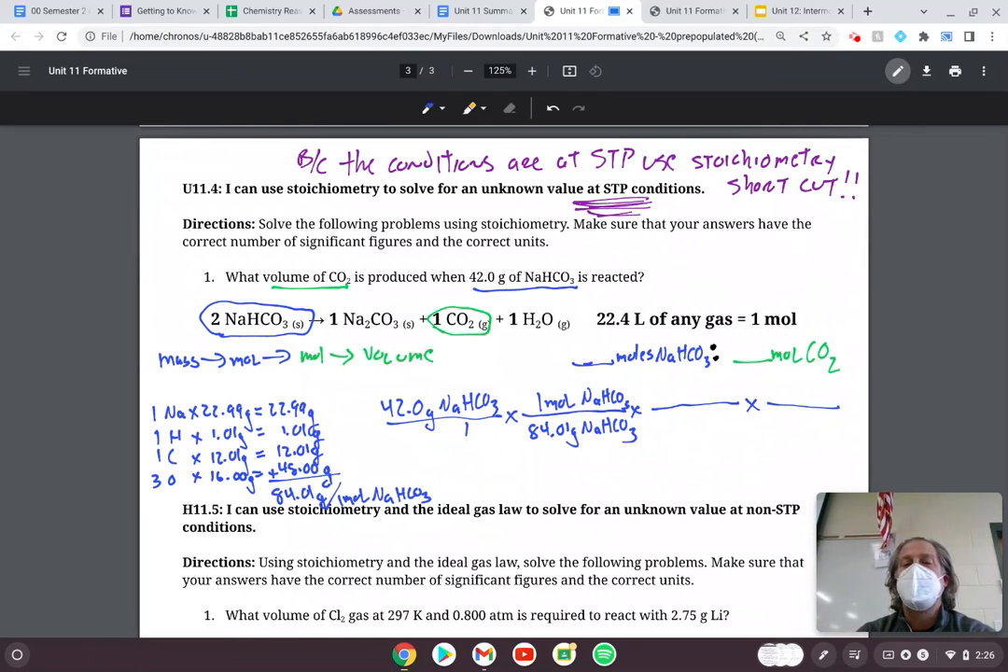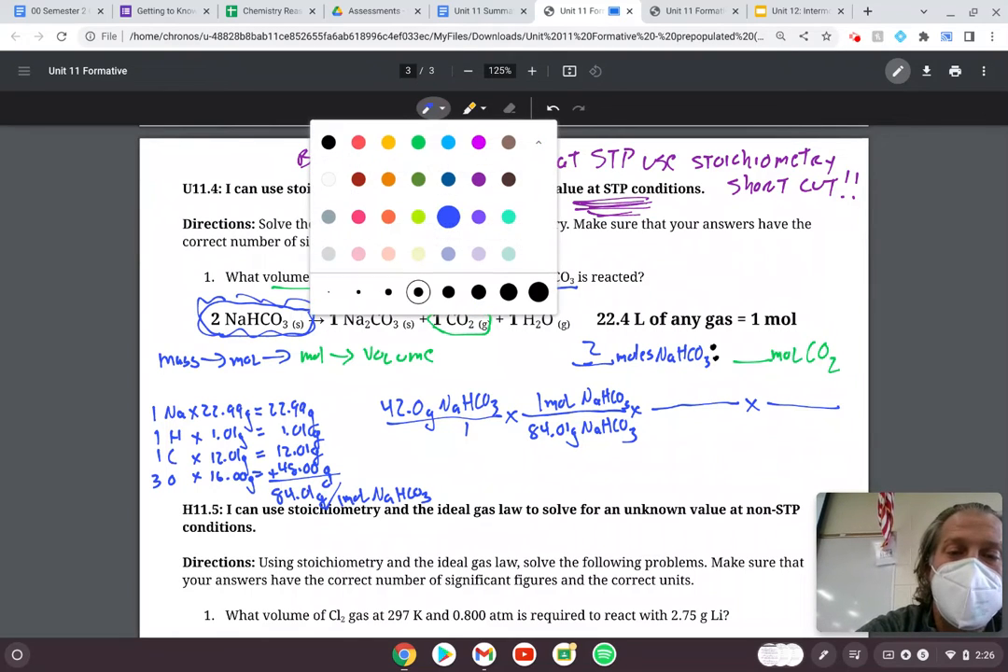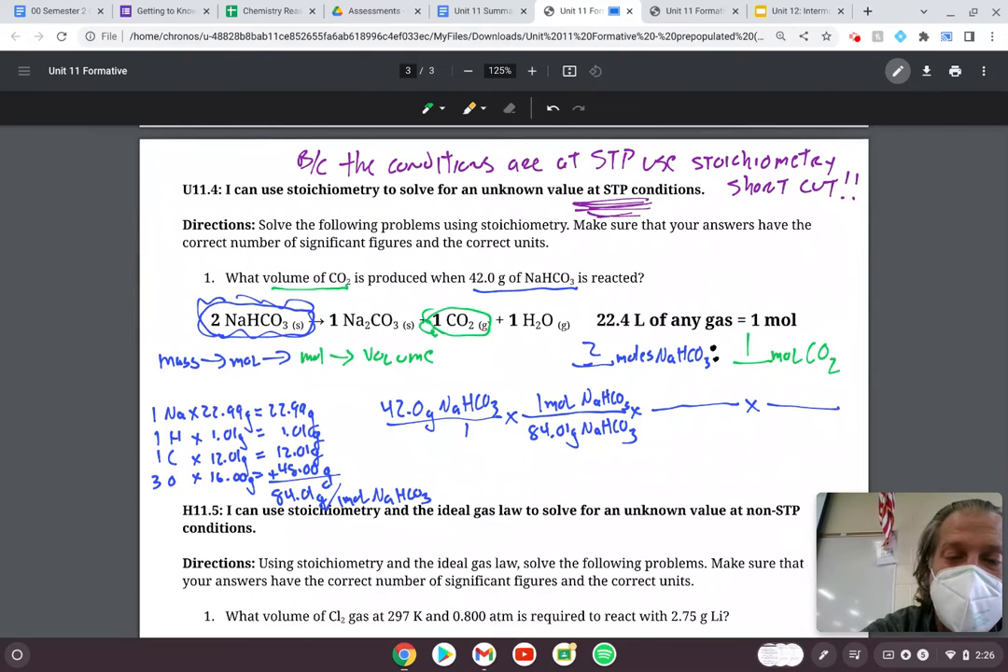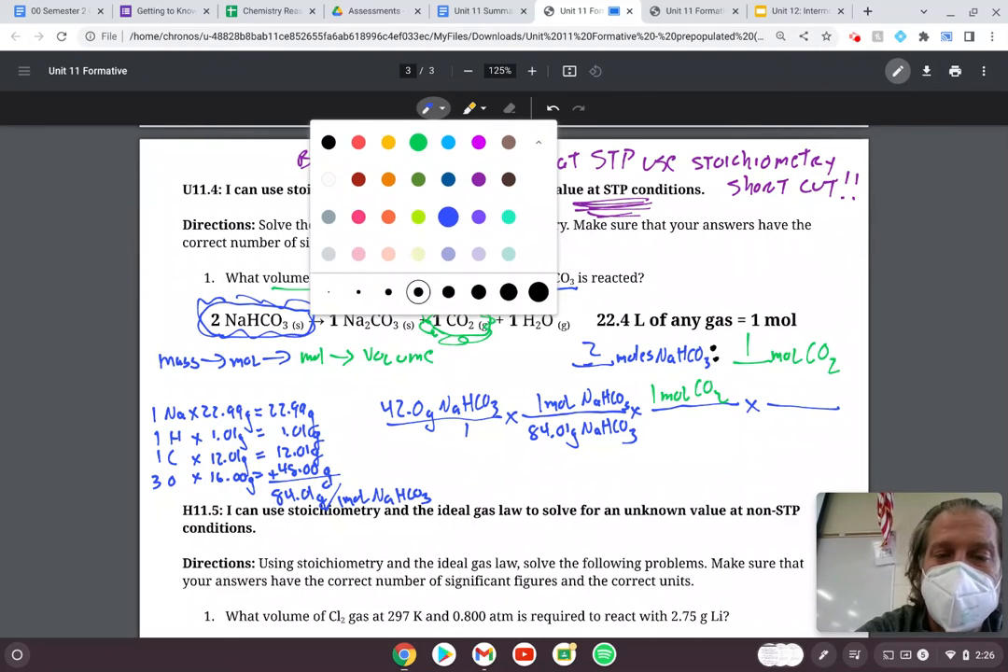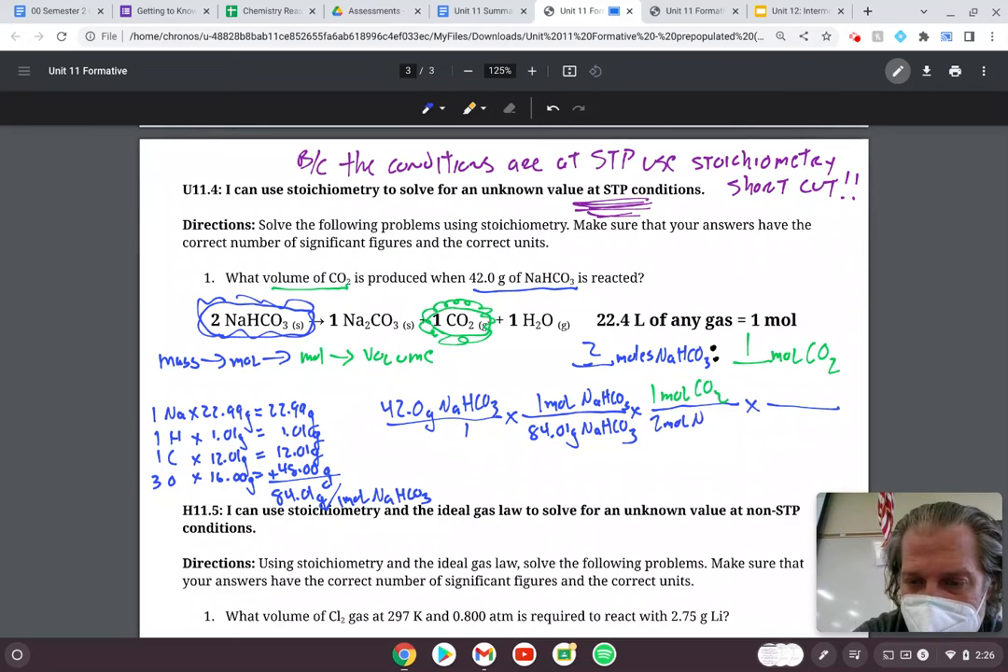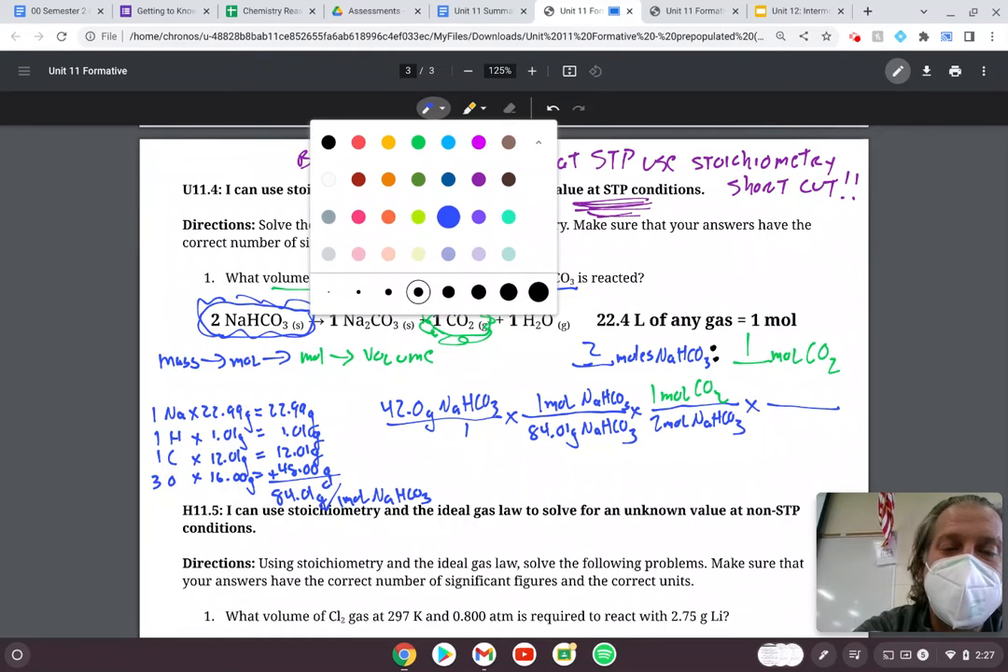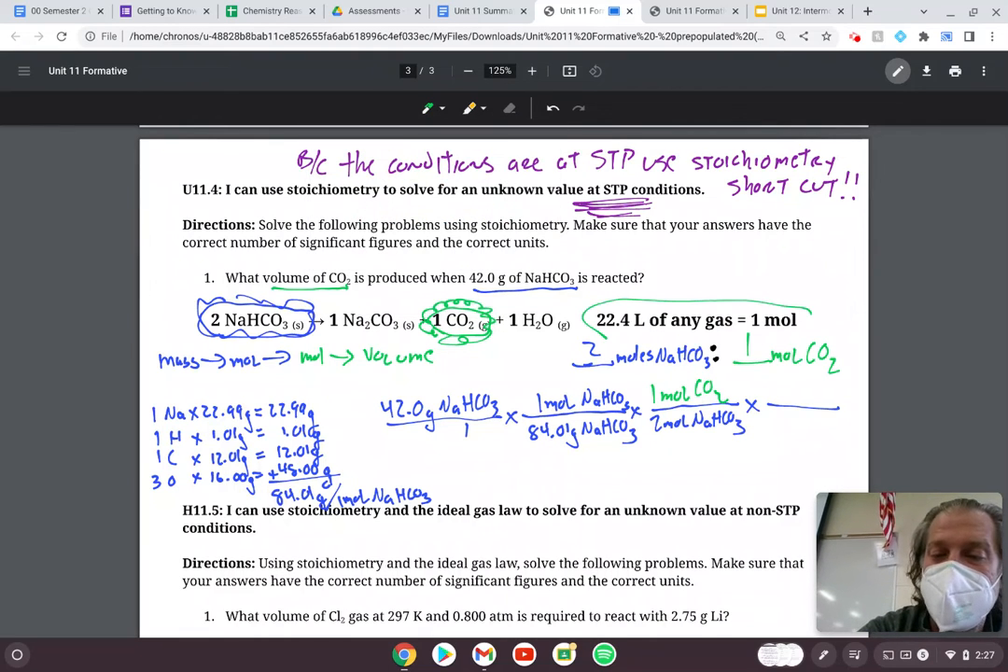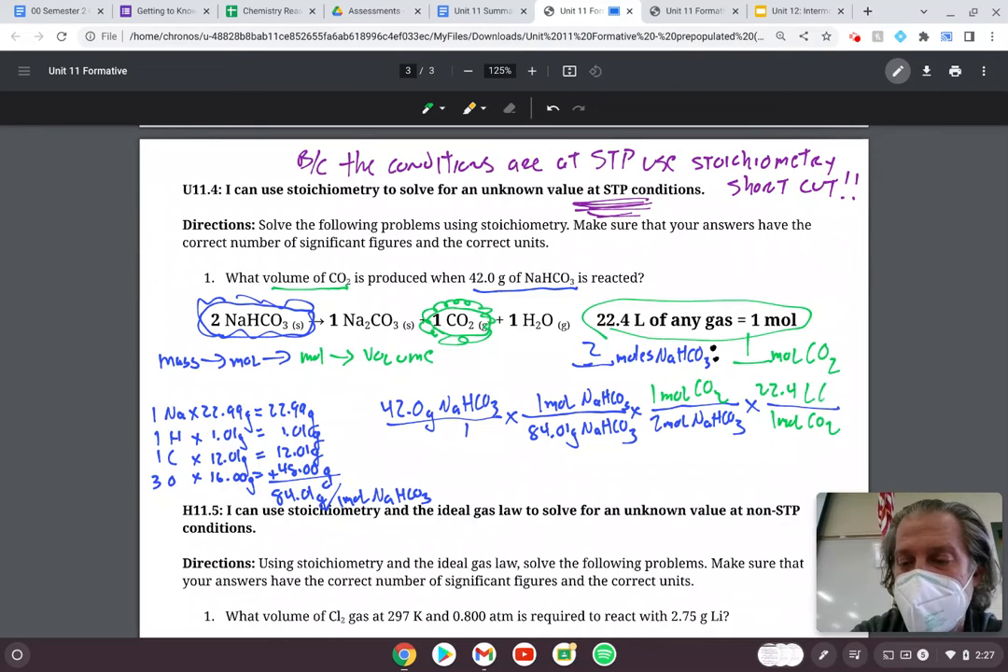When we do our mole ratio, we are comparing, in this case, the 2 moles of NaHCO3 to 1 mole of carbon dioxide. So I'm going to put 1 mole of CO2 on top and 2 moles of NaHCO3 on the bottom. And because we are at standard temperature and pressure conditions, we can use this relationship right there. So that means that I'm going to have 1 mole of CO2 on the bottom and 22.4 liters of CO2 on the top.